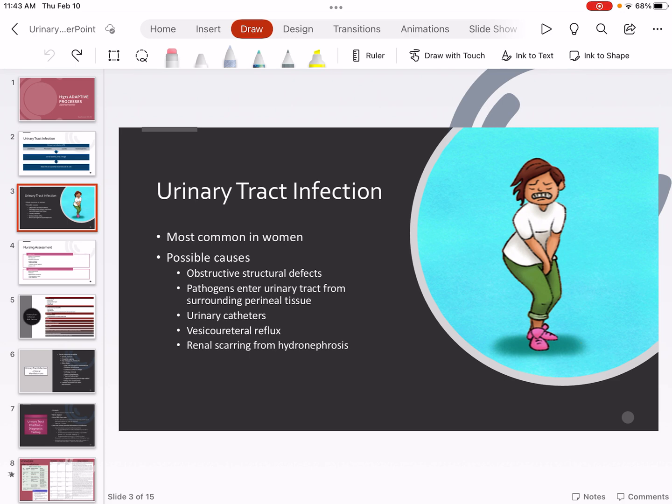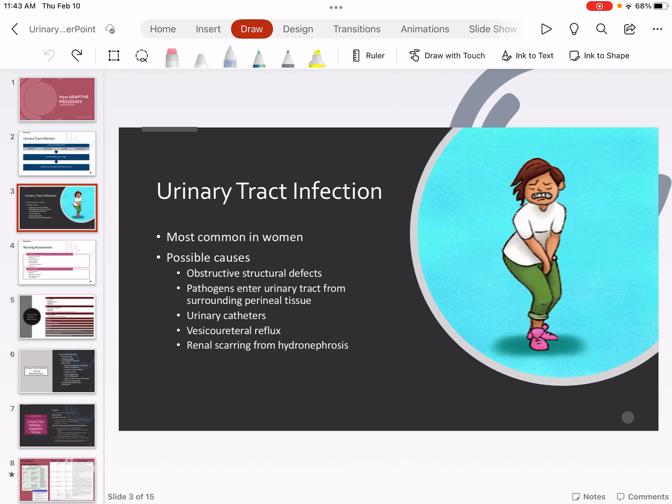Another possible cause is vesicoureteral reflux. That's a condition in which the urine moves from the bladder back toward the kidney. And that can be common in children who develop pyelonephritis. It's also seen in adults when their bladder outflow is obstructed, so something is not permitting urine to be released from the body, then this backflow can occur.